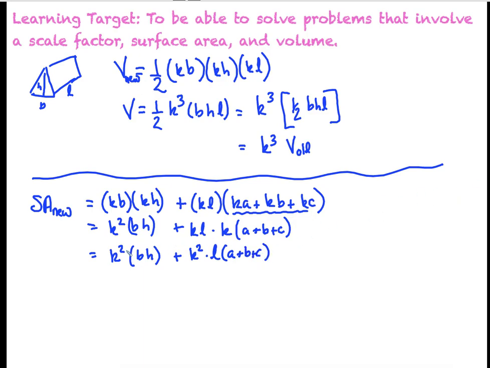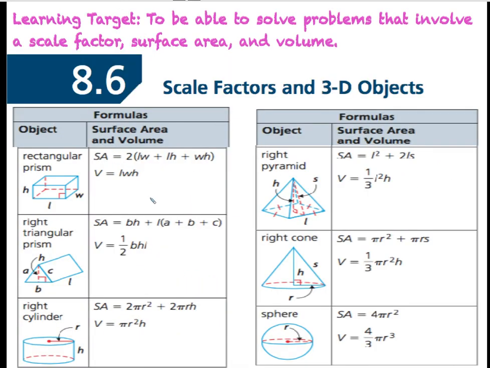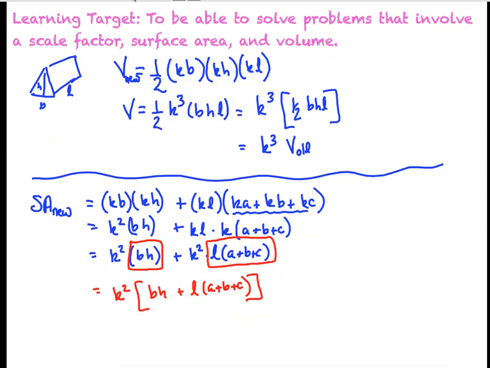If you notice, I can factor out a K squared again, and I'm going to get left with these two red pieces. So I'd end up with K squared multiplied by BH plus L times A plus B plus C. Hopefully you're recognizing that that's actually the formula for the surface area of the unscaled triangular prism. So again, we're getting that factor of K squared coming out in our area, and this is basically the surface area of the old figure. So it seems like every time we scale up a figure by K, its volume goes up by a factor of K cubed, and its surface area goes up by a factor of K squared.